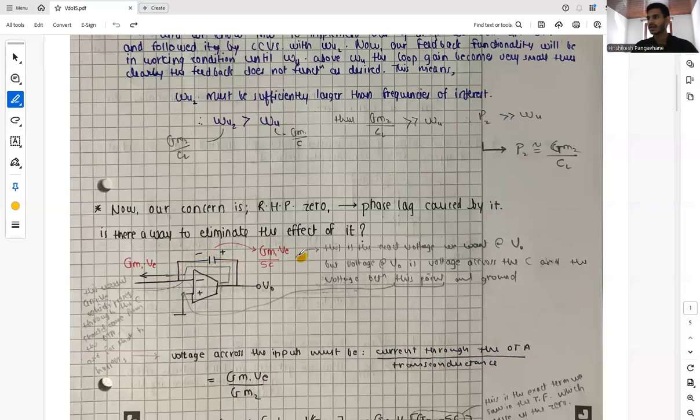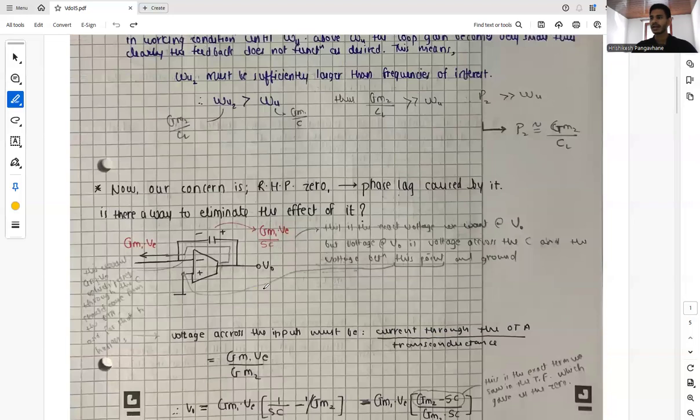And we know that from this, if we consider gm1 v by sC, this is the ideal situation. This is the exact voltage we want at V naught, but the voltage at V naught is not ideal. It is this voltage plus the voltage over here, and both voltages have opposite signs, so there is a difference between these two voltages which comes at V naught. So let's look at the values.